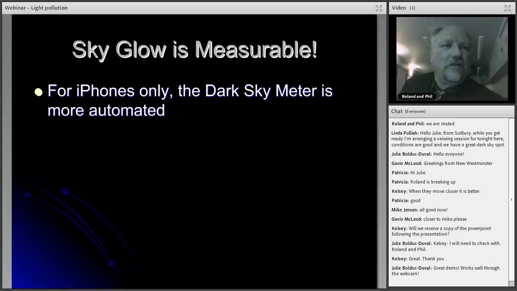All right, so that app Dr. Phil was talking about is available for all smartphones, but there's also the Dark Sky Meter app for iPhone products only, and that's because Apple's cameras are all very consistent, and it can be used as a light meter directly. But if you're using an Android device, this app doesn't work for you. And so the Loss of the Night app is probably the preferable one, and it's certainly getting wide use around the planet.